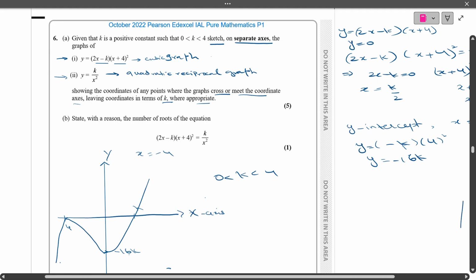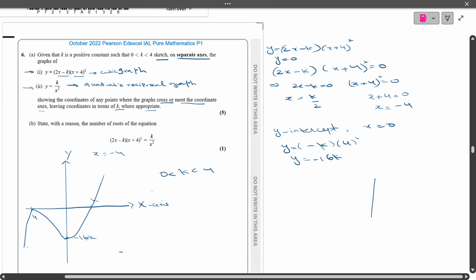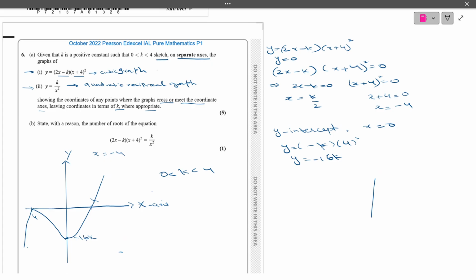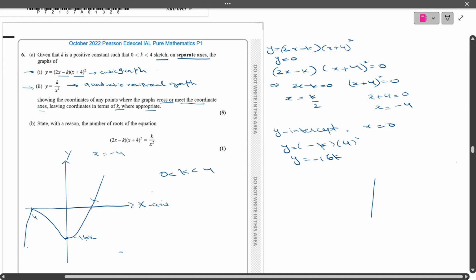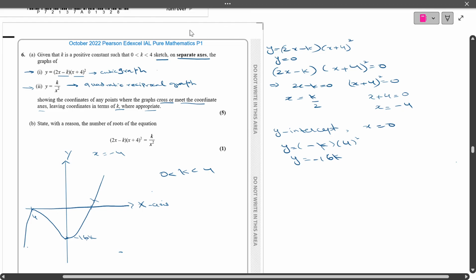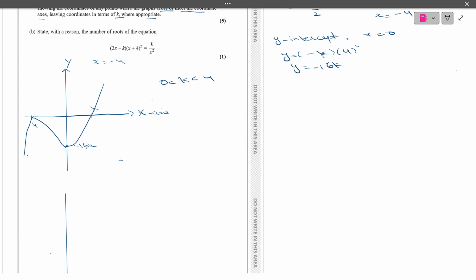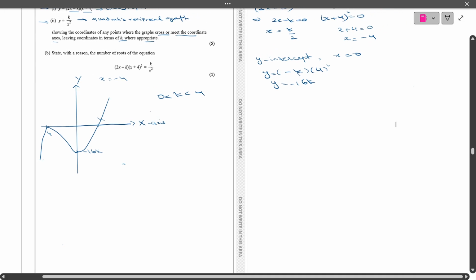Okay, in the next part of the question it says that y equals k over x squared, and because it's a reciprocal graph, let me just squeeze it and scroll up. Let me erase this line. Okay, now it's better.